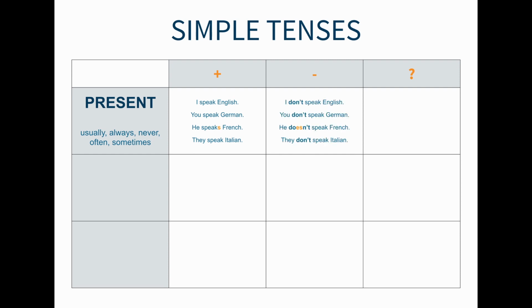Negative sentences. I don't speak English. You don't speak German. He doesn't speak French. They don't speak Italian.